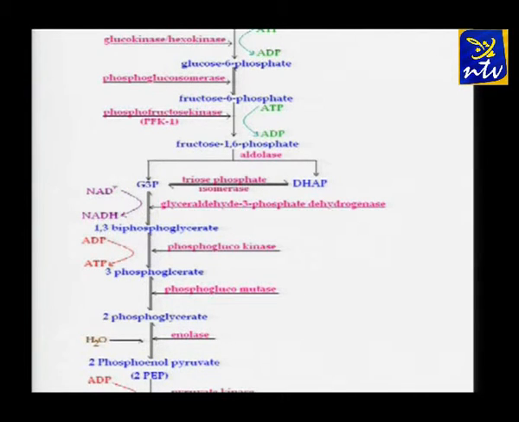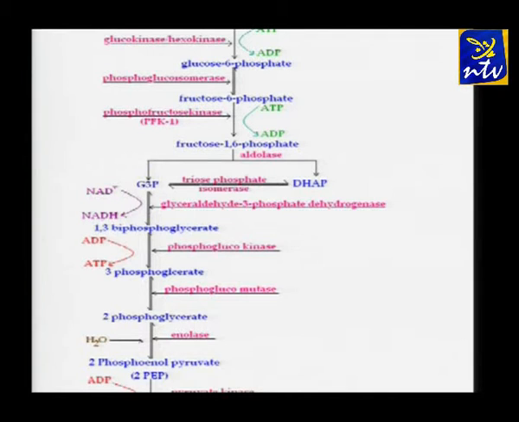Now, we will start with fructose 1,6-diphosphate. Here, how many carbon atoms are there? Here 6 carbons and 2 phosphate groups. This fructose 1,6-diphosphate has 6 carbons and 2 phosphate groups, and this will be broken into 2 molecules. So, how many carbons will be there in each molecule? Each molecule will have 3 carbons and 1 phosphate.